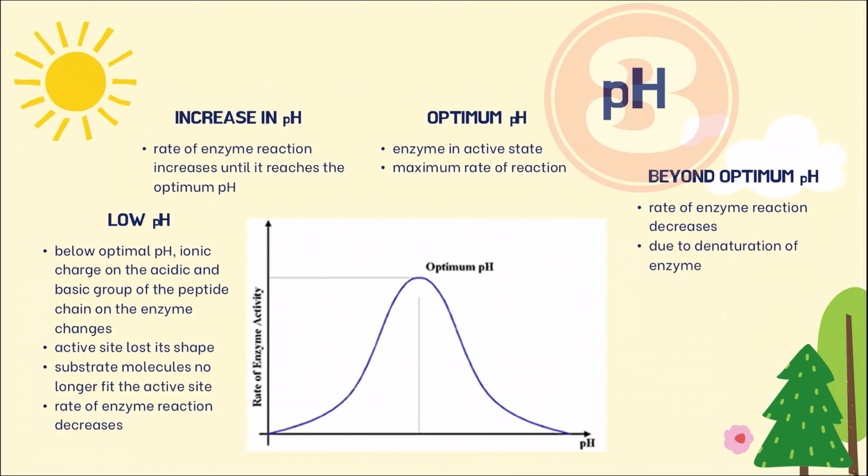Number 3, pH. At low pH, ionic charge on the acidic and basic group of the peptide chain on the enzyme changes. Active site loses its shape. Hence, substrate molecules no longer fit with the active site. The rate of enzyme reaction decreases. Increase in pH, rate of enzyme reaction increases until it reaches the optimum pH. At optimum pH, enzyme is in active state, maximum rate of reaction. But beyond optimum pH, the rate of enzyme reaction decreases due to denaturation of enzyme.